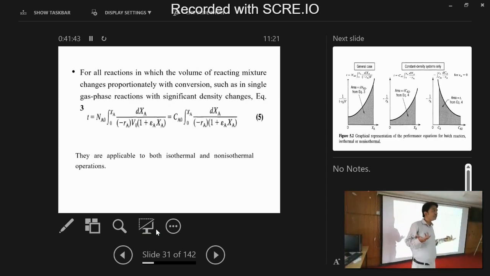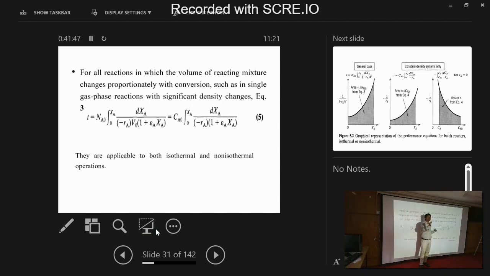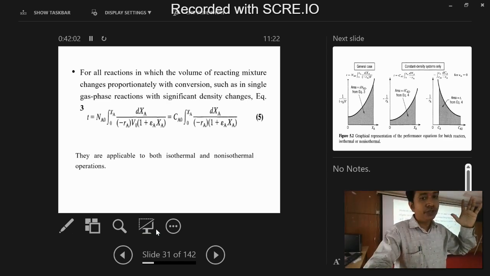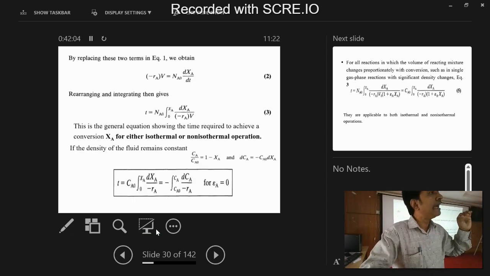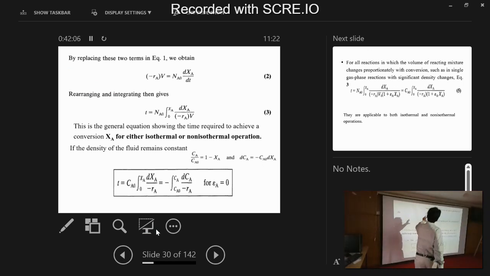If it is a variable volume, I need to incorporate this expression. I already told you, V is equal to V naught into 1 plus epsilon A XA. In place of V, replace V naught into 1 plus epsilon A XA. So if you know the first expression for a batch reactor, minus RA into V is equal to NA naught into dXA by dt, everything you can derive.